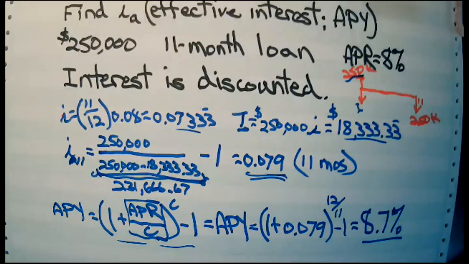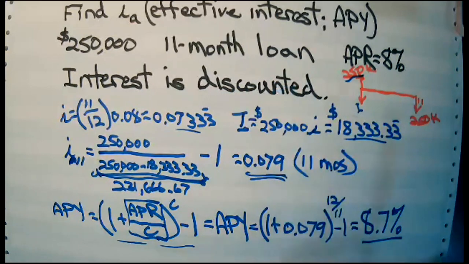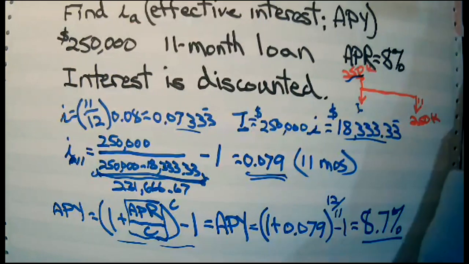And again, you may say, well, it's not a big deal. Well, it's not a big deal, but it's almost 1% more than the advertised APR. There's a combination of things that contribute to that, the largest of which is the discount. The fact that you paid your interest up front is a big deal, and that contributes to the bulk of the difference between the APY and the APR.